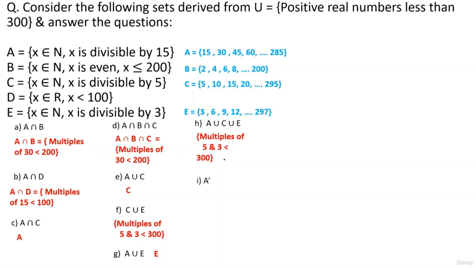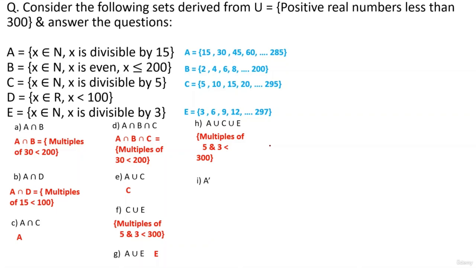Okay. Next one is A dash. A dash का मतलब ऐसा भी होता है. It is also written as A C. It means A complement. Very simply put, ये वो numbers होंगे या वो elements होंगे which are there in the universal set, but they are not there in the set A.